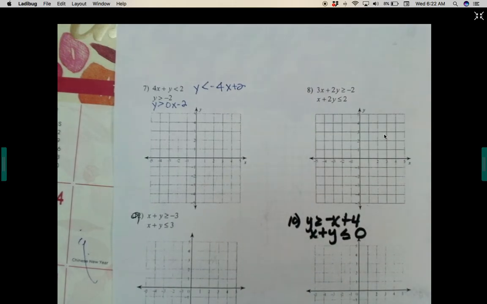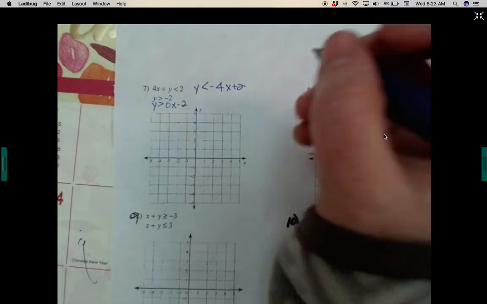So when we first started, we rewrote every time in just slope-intercept form without the inequality. I have been doing this long enough, I don't need to, and I'm pretty confident that you guys can do it without rewriting it into slope-intercept form, but don't worry if you need to.